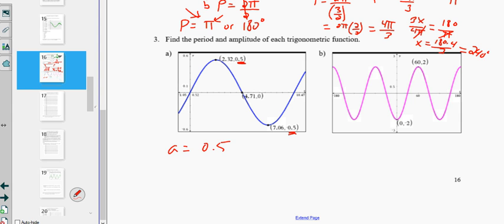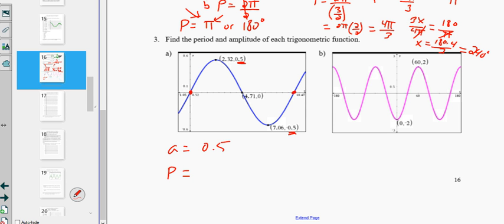Now, if I want to find my period, I can see it goes through 0, 0, or I think it does anyway, it's pretty close. And then the period would be to here, right? That's one full repeating of the pattern.